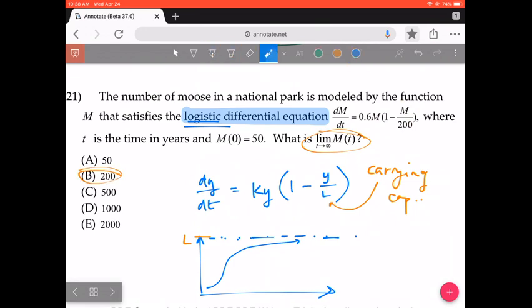So there's nothing you really have to do to solve this differential equation. It's just about knowing what this means and what each of the parts mean in this differential equation. So the carrying capacity is the L if it's 1 minus the function divided by some value. The carrying capacity is going to be 200. This answer is going to be B.